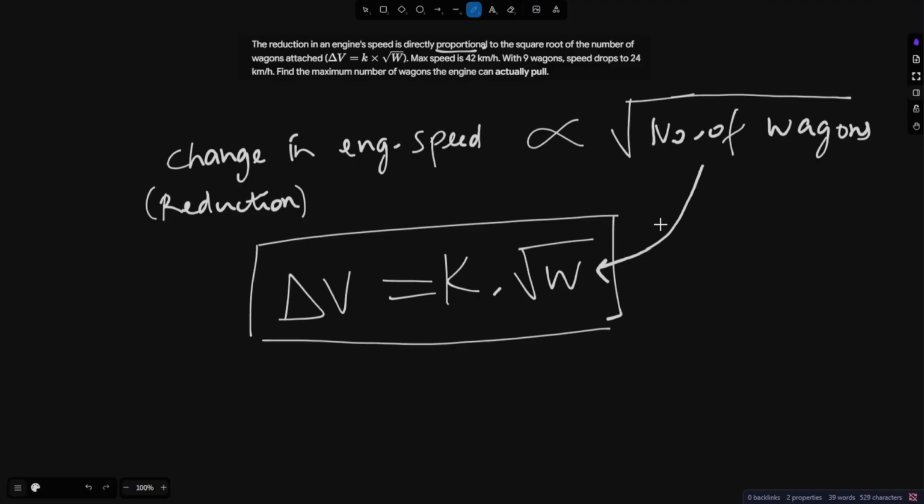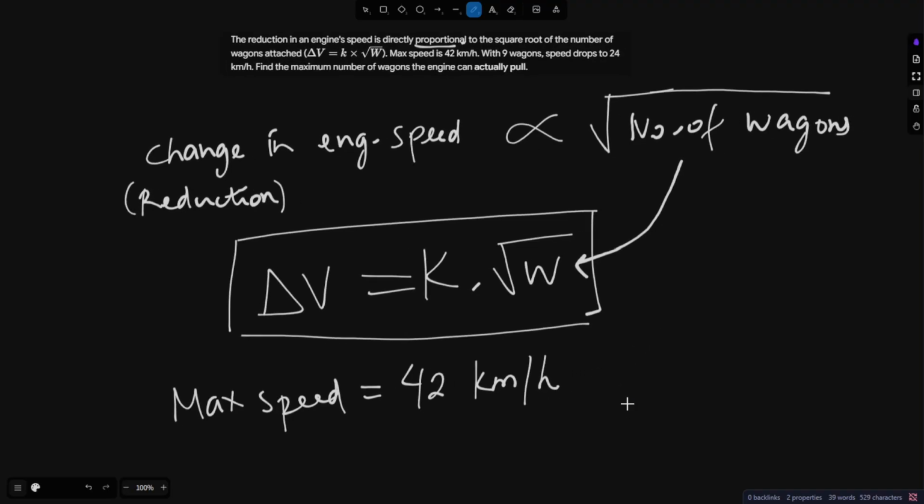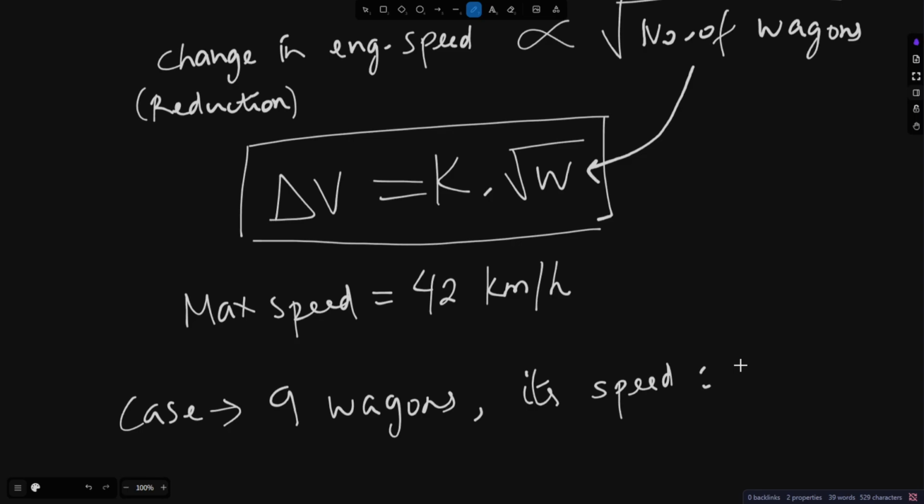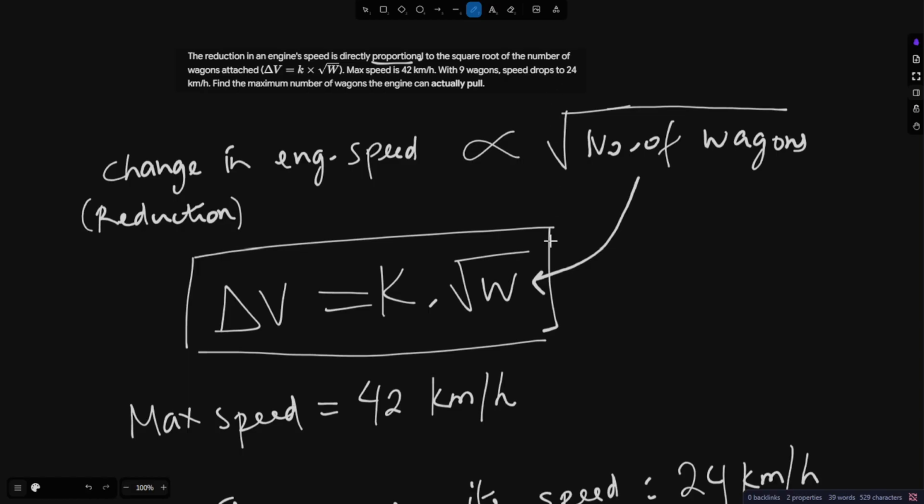The max speed of this train is 42 kilometers per hour. With 9 wagons, the speed drops to 24 kilometers per hour. So this is a situation where we have 9 wagons and its speed is now 24 kilometers per hour.